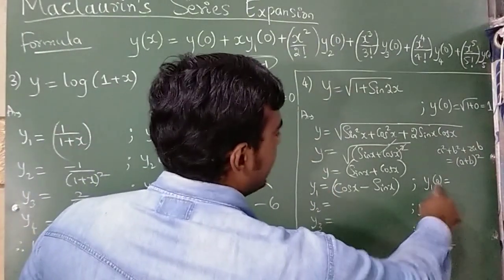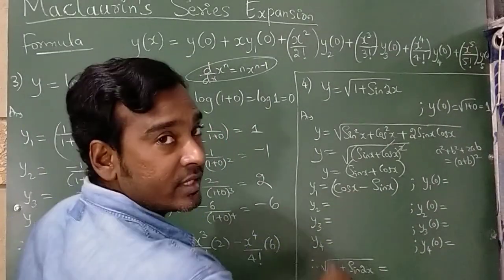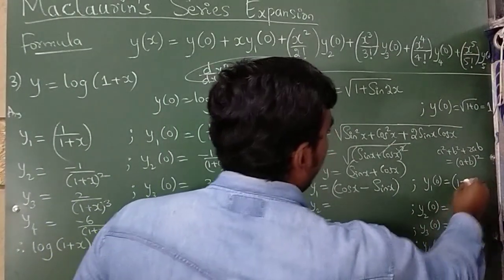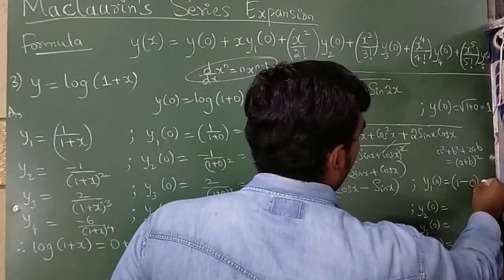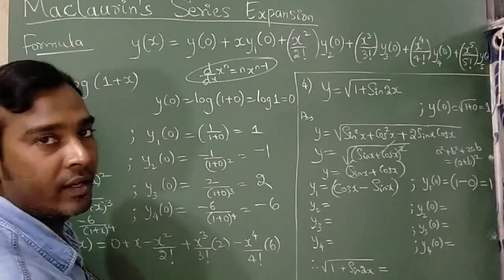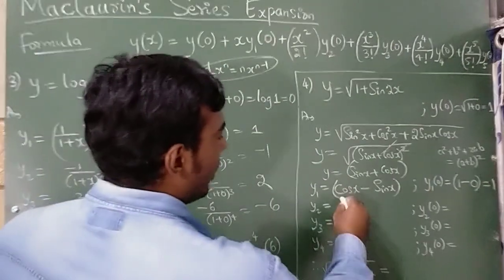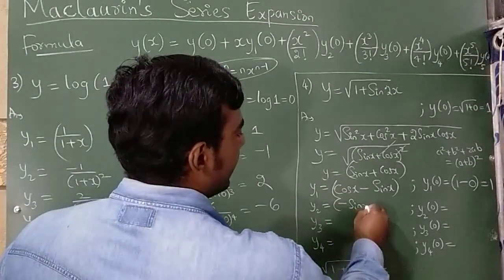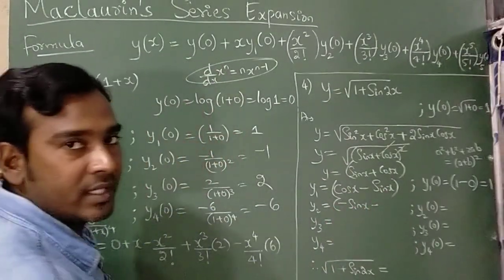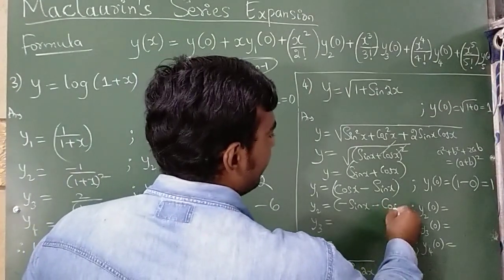Now substitute 0 in place of x. Cos 0 is how much? It is 1. Minus sin 0 is how much? 0. So the answer is 1. Now if I differentiate y1, I'll get y2. Differentiation of cos is minus sin and differentiation of sin is cos.